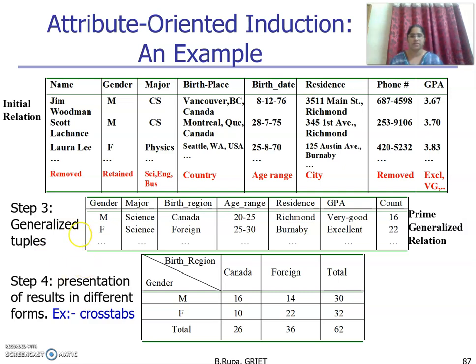And in the fourth step, the presentation of results in different forms. Here we can represent it in different forms such as a cross tab, list, or any other chart representation. Here the example is a cross tab for the corresponding gender and birth region, showing the count of students. This way we can present the results.